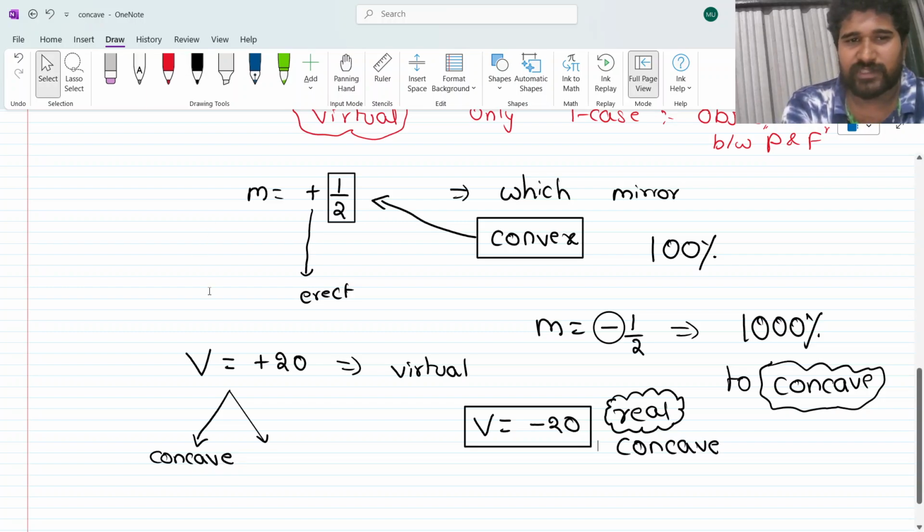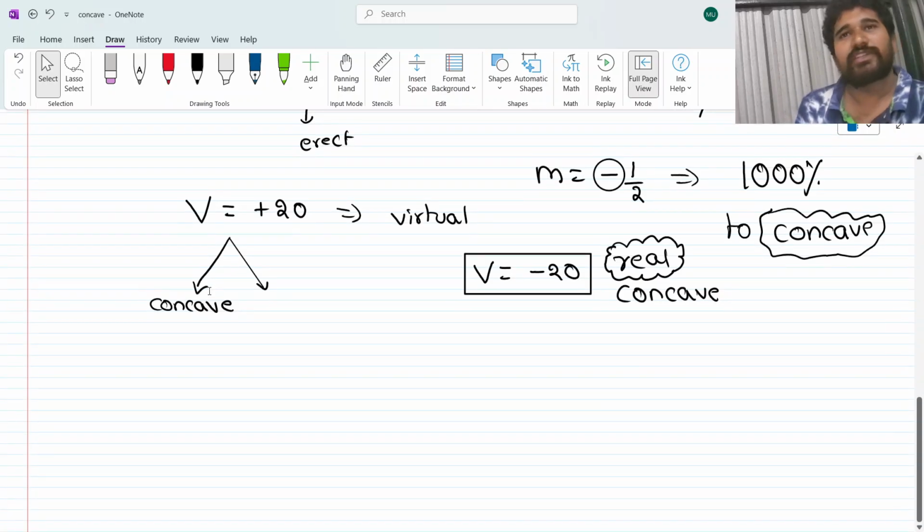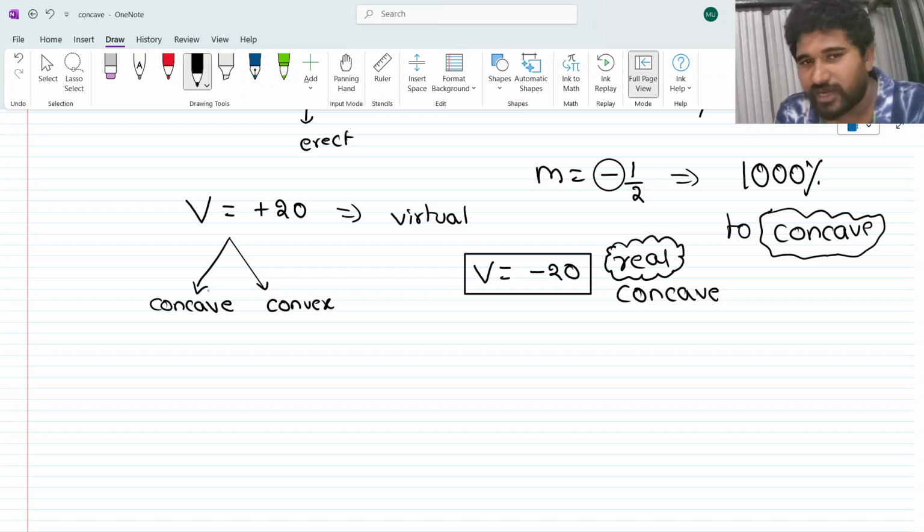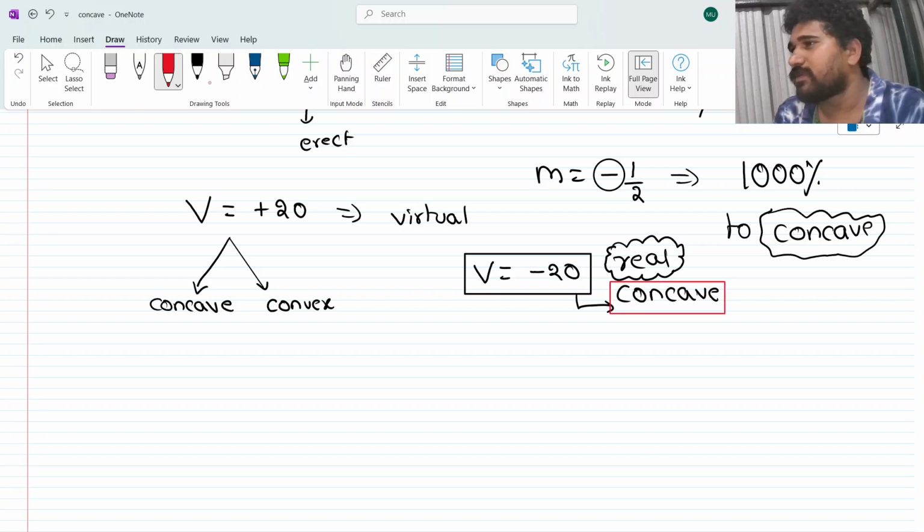V is equal to plus 20, V is equal to minus 20. For plus 20, we said both concave and convex are possible. Here, 100% only concave. Is that clear for everybody? Understand? Got the clarity?